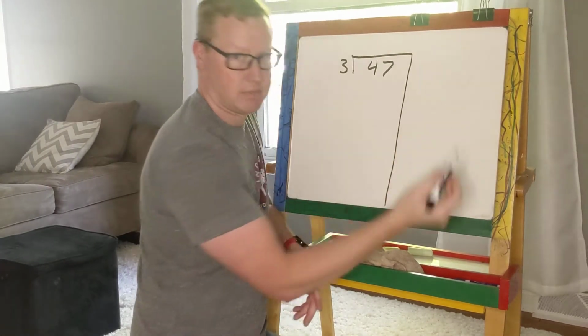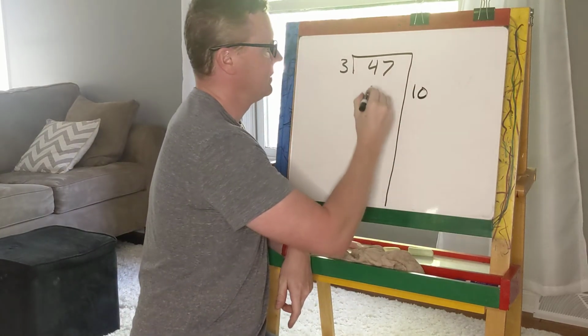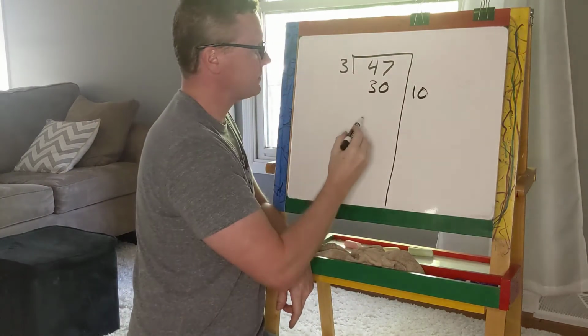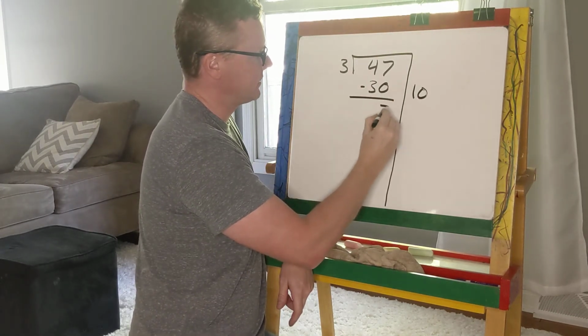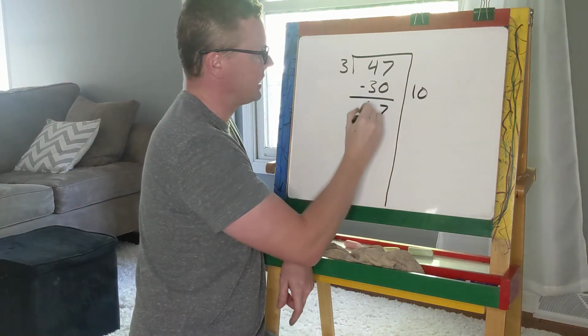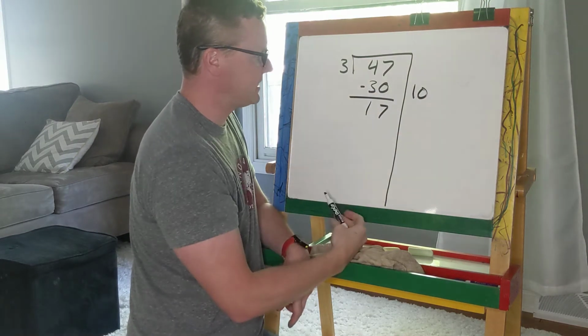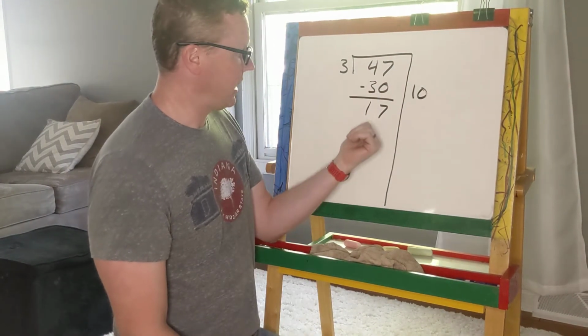Well, I know that, again, 1s, 5s, 10s. I know that 3 times 10 is 30. And then I'm just going to subtract these. 7 minus 0 is 7. 4 minus 3 is 1. And I have 17.